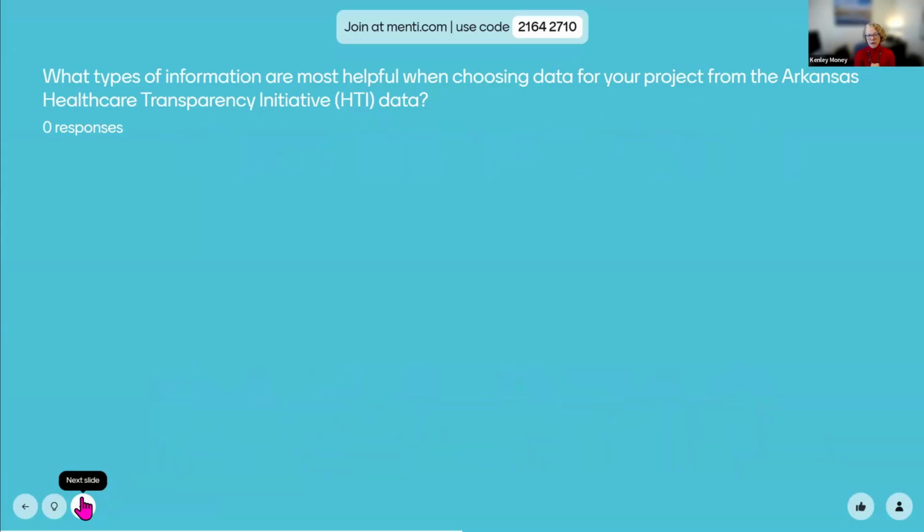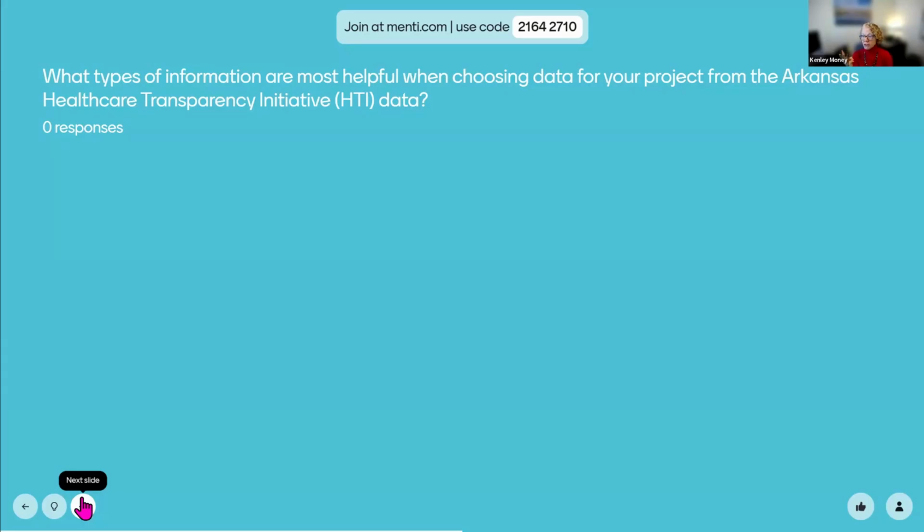If you've been to our website or you've requested data from us before, we have a lot of user tools. A lot. There's a button on our website called Understanding the Data, and it has, I don't know, 20 different sources and things that data users can use to help cut through their data and understand. So this question is, what types of information are most helpful when choosing data for your project from the Healthcare Transparency Initiative, or the APCD?